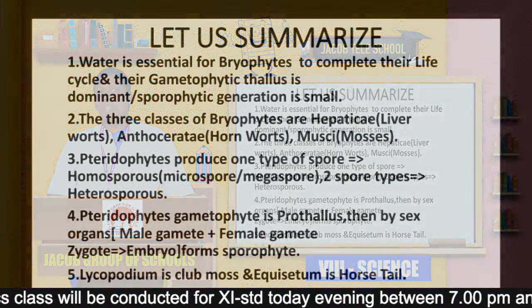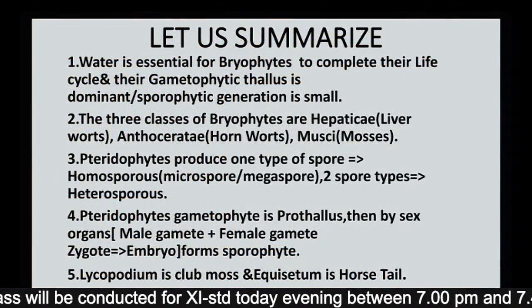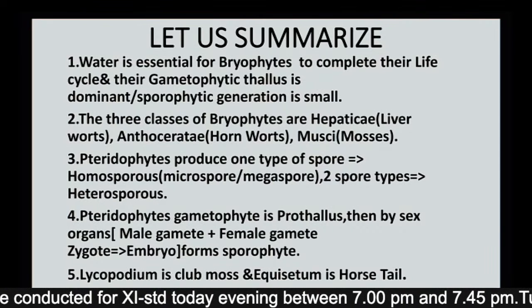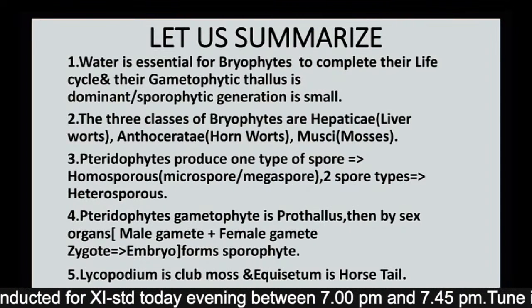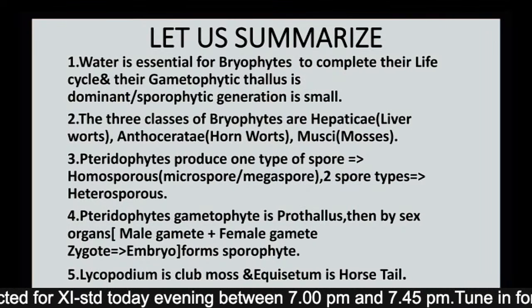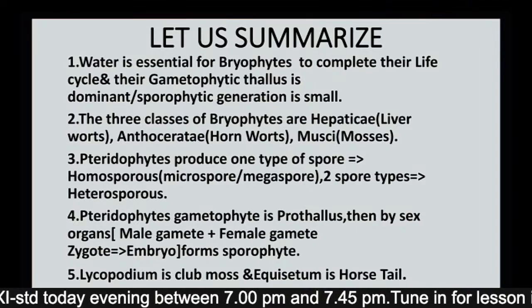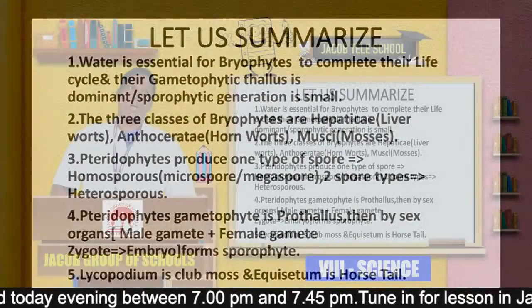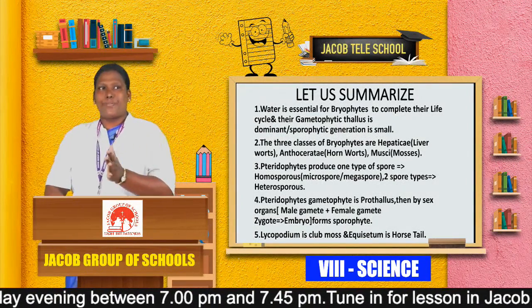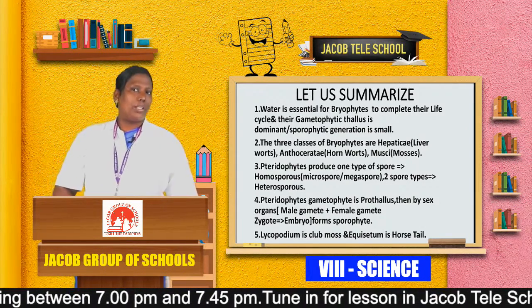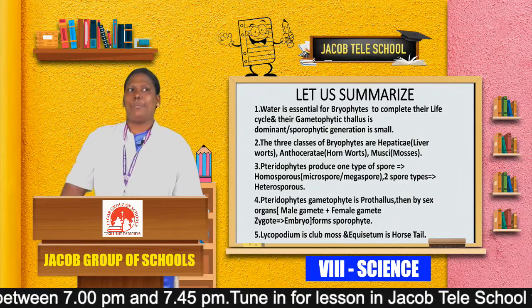Pteridophytes have the gamete producing gametophyte, which is called the prothallus. They have sex organs, and the male gamete and female gamete combine together to form the zygote. The zygote again becomes the embryo, and the embryo becomes a complete plant. So for a pteridophyte plant to form, the male gamete plus the female gamete has to form a zygote. Only from the zygote can a new pteridophyte plant form.